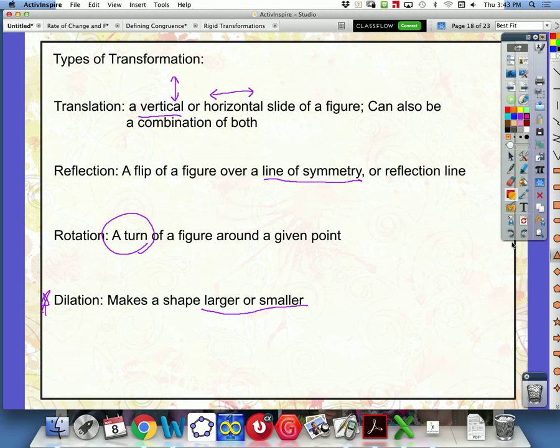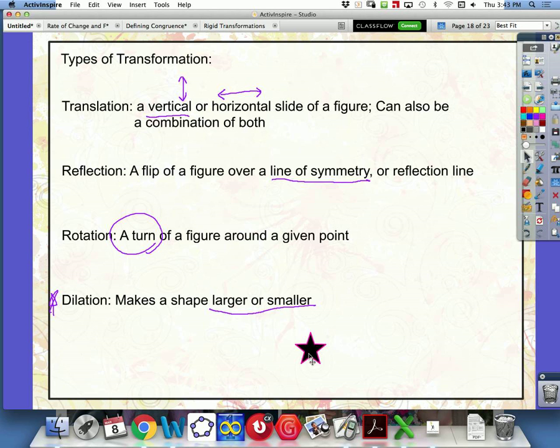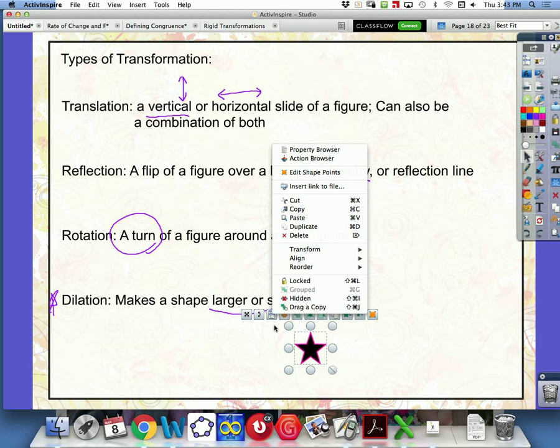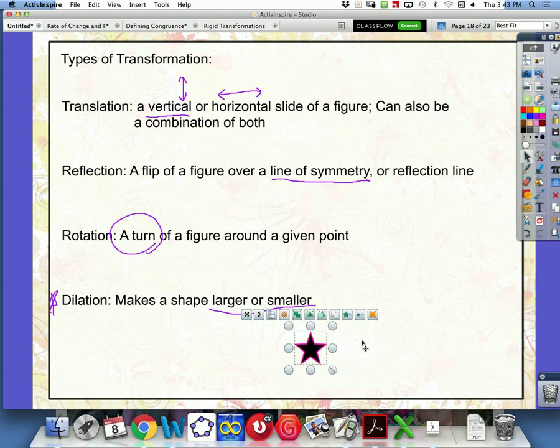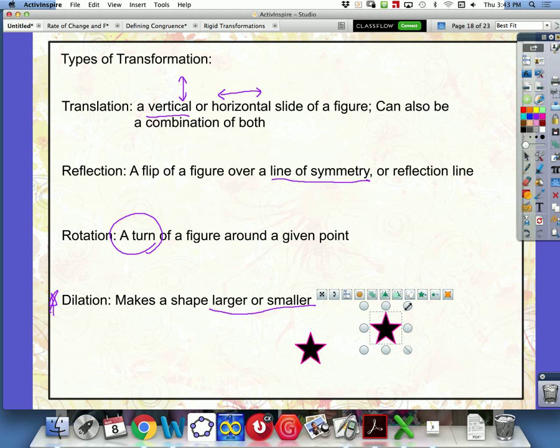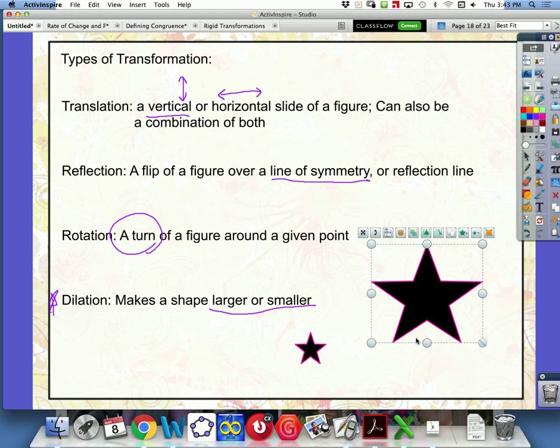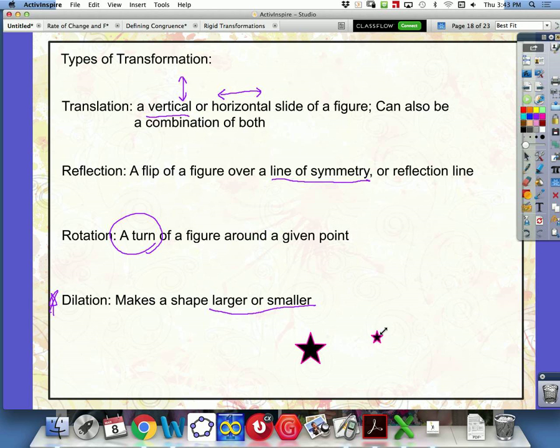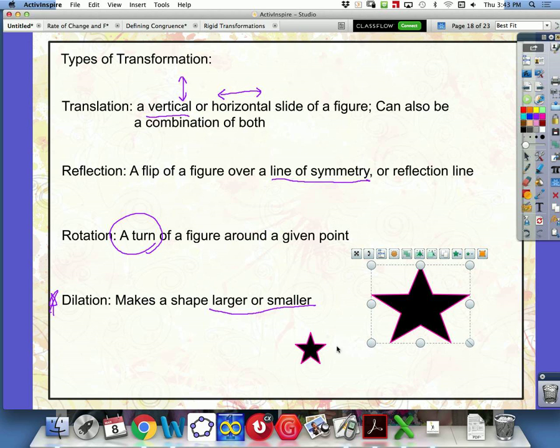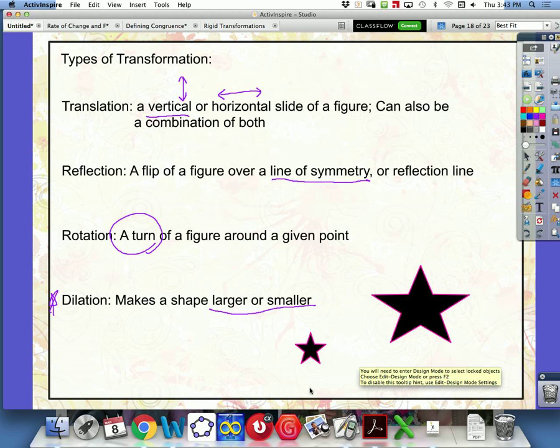So for example, we could have a little star here, and then if I wanted to dilate it, a dilation means that we make it bigger or we make it smaller. So a dilation is the only one where we actually get to change the size of the shape we start with. So to review, the key word for a translation is a slide.